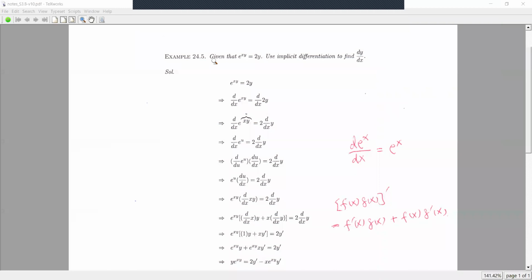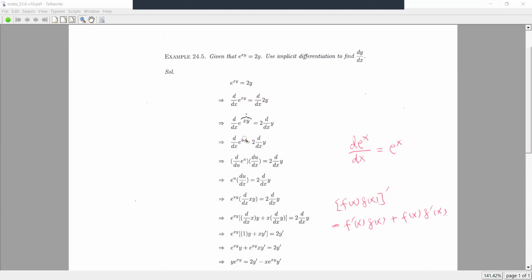Example 5. Given this equation, use implicit differentiation to find dy dx. This is the given equation. Take derivative on both sides, then I have this equation. To compute this derivative, I first simplify the function. I let u be x times y. Then the function becomes e to u.